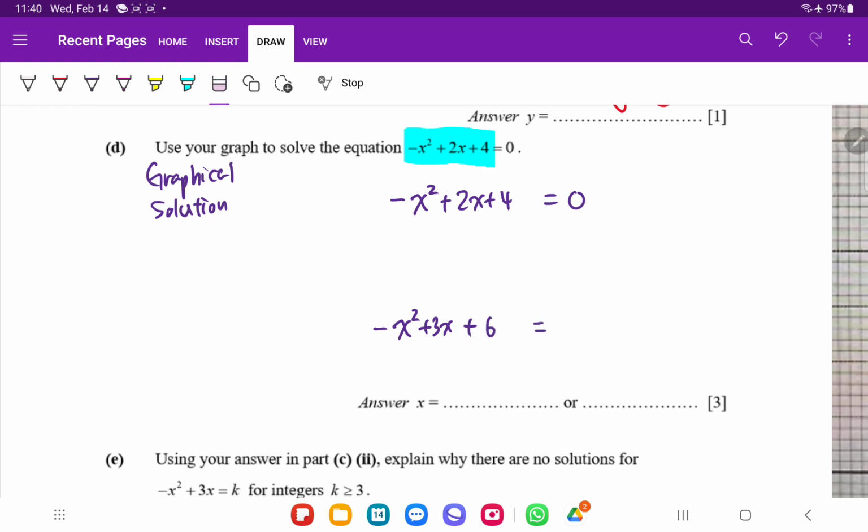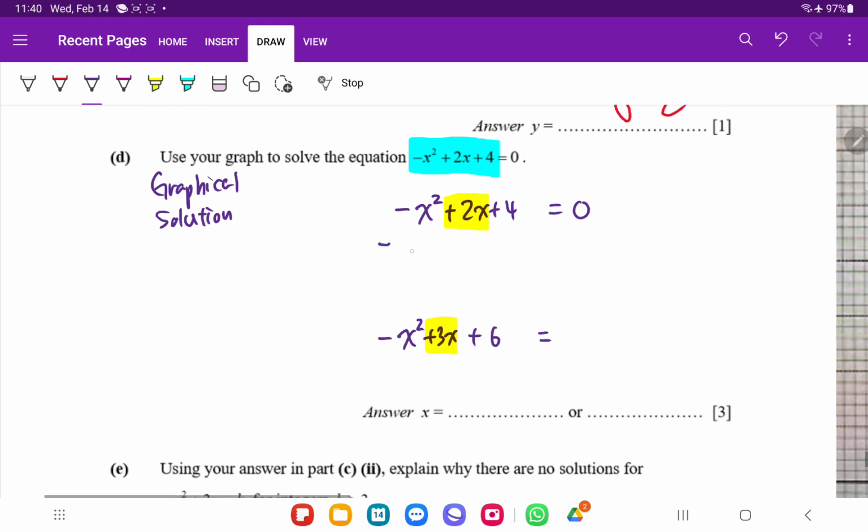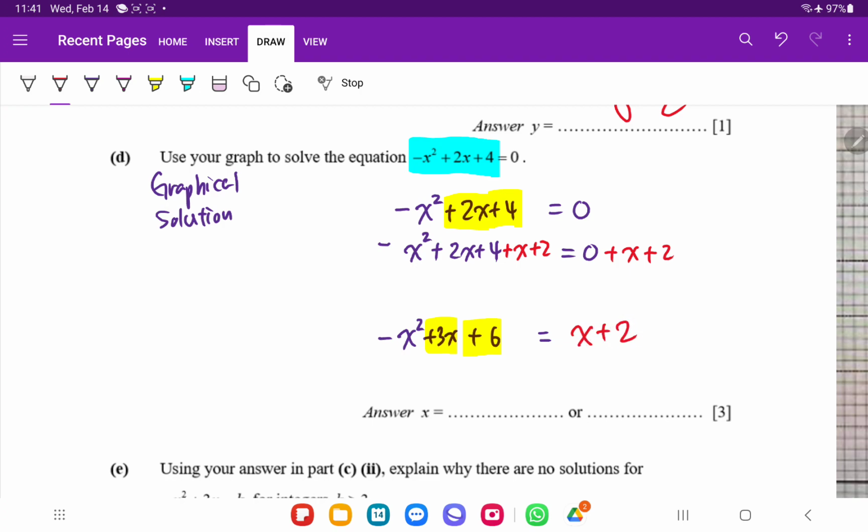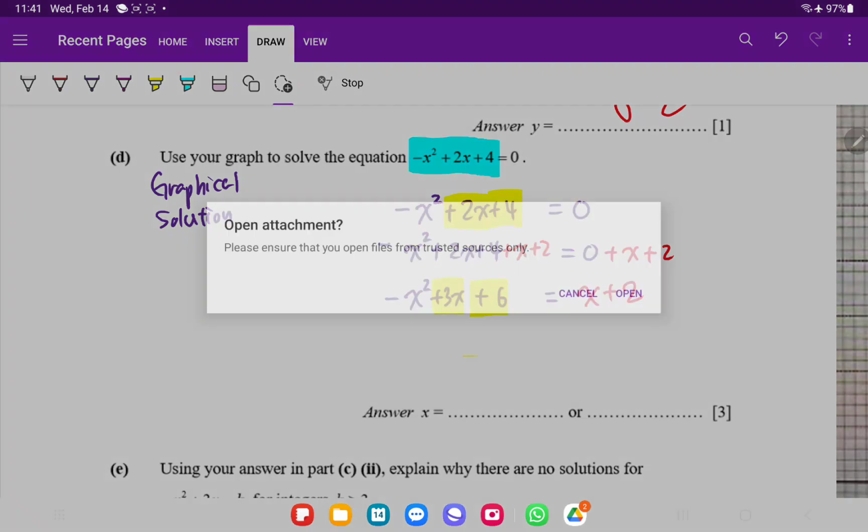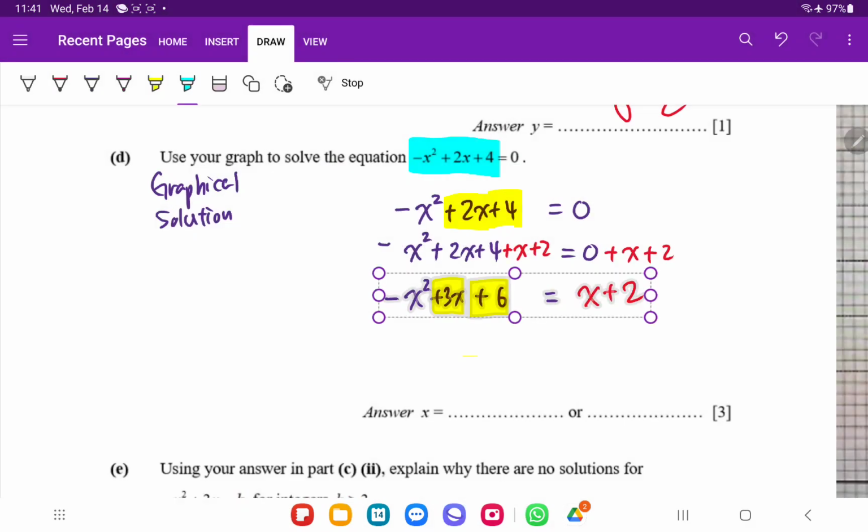For the 2x to become a 3x, you must plus x here and plus x here. Next, for the 4 to become a 6, you must plus 2, so plus 2, plus 2. And you end up with this. So what you must actually draw on your graph paper is this graph: y equals x plus 2.